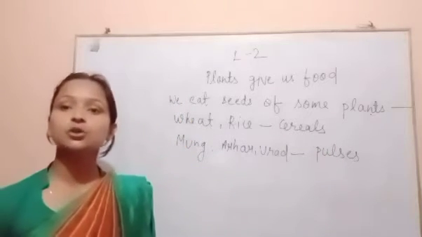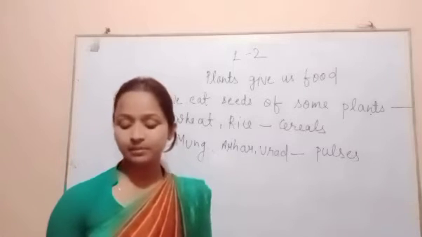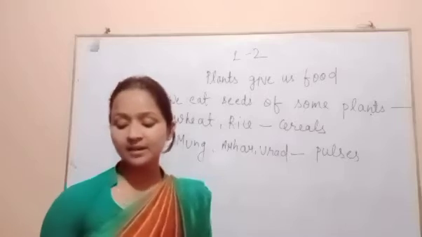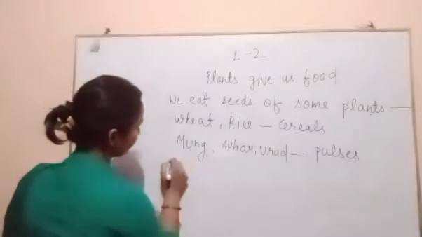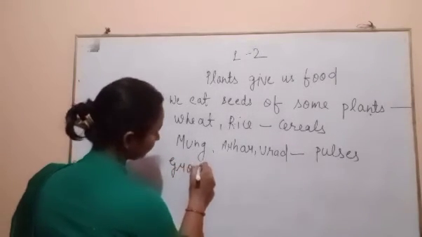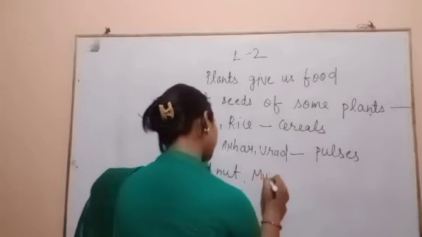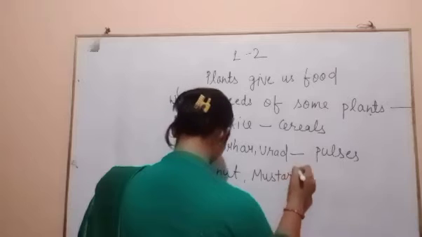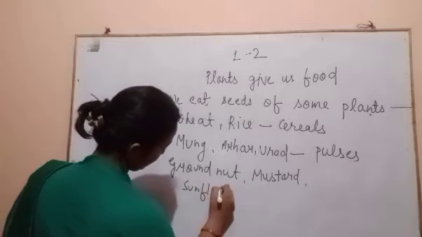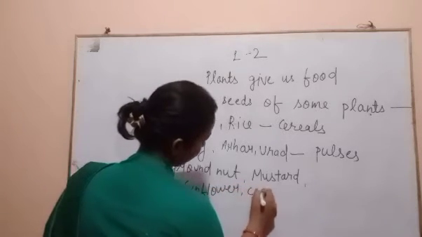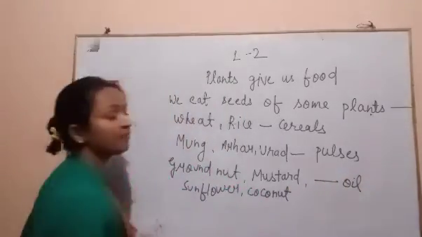And you know that seeds of some plants give us oil. From which plants do we get oil? We get oil from plants like groundnut, mustard, sunflower and coconut.